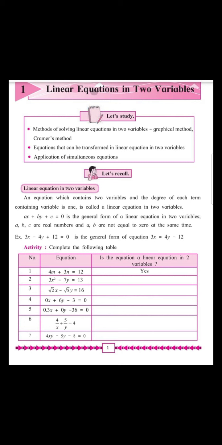Okay. Now there is one activity given in your textbook. Complete the following table. See, all of you see in your textbook page number 1. There is first example given. 4m plus 3n is equal to 12. And there is a question, is the equation a linear equation in two variables?